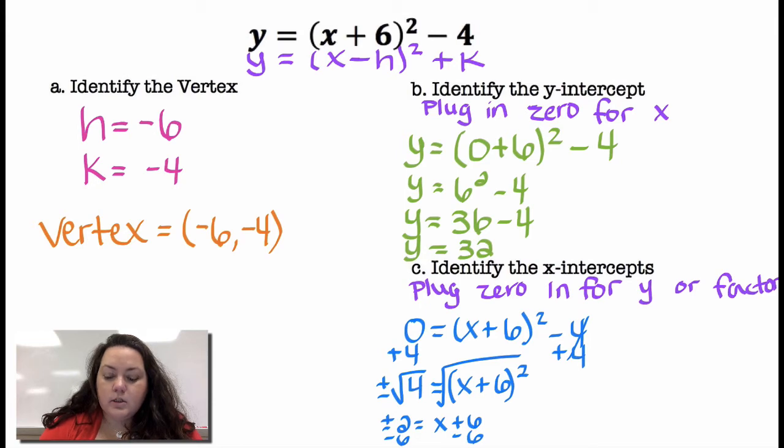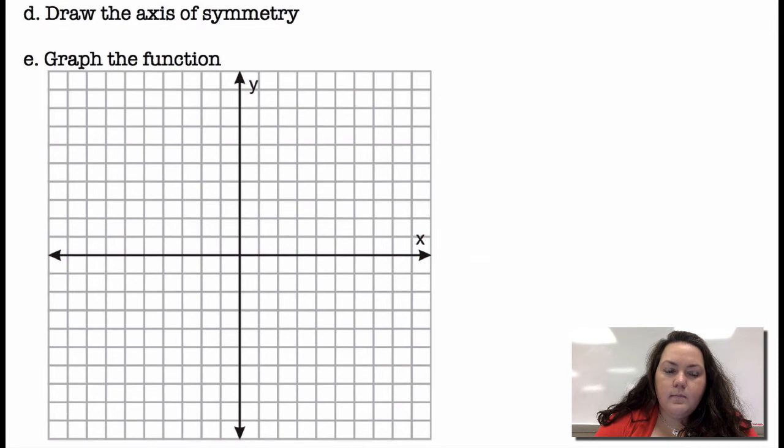And then I'm going to subtract 6, so I'm going to have two solutions. So x is going to be 2 minus 6, and then negative 2 minus 6. If I do 2 minus 6, I get negative 4. And if I do negative 2 minus 6, I get negative 8. So x is negative 4 and negative 8. Those are my x-intercepts. So I could write negative 4, 0 and negative 8, 0 as ordered pairs if I wanted. All right, here we're going to graph it.